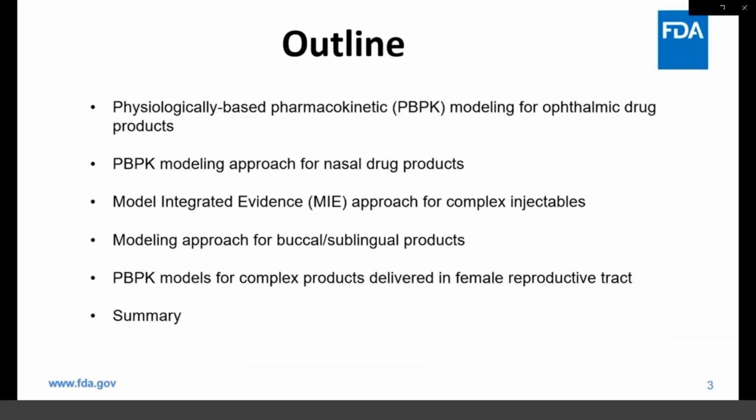My talk will start with physiologically based pharmacokinetics, or PBPK, modeling for ophthalmic drug products, followed by the PBPK modeling approach for nasal drug products, the model integrated evidence approach for complex injectables, modeling approach for buccal sublingual products, and finally, PBPK models for complex products delivered in the female reproductive tract.